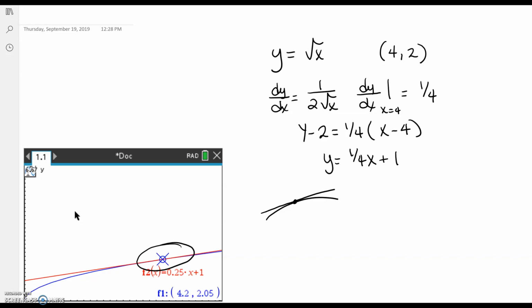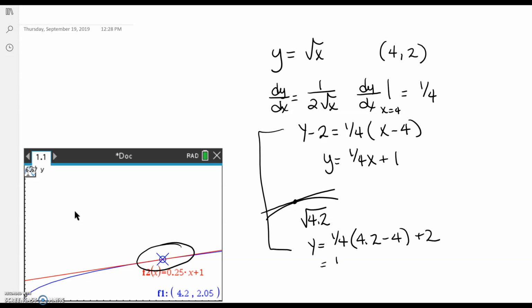And so what we use something like this for is to say, hey, what if I wanted to find the square root of 4.2? I don't know what the square root of 4.2 is, but let's see how close I can get. So if I put 4.2 into my line, I have y equals 1/4, and I'm going to go back to my point slope and have 4.2 minus 4 plus 2, and that gives me 1/4 of 2/10, which is 0.05.